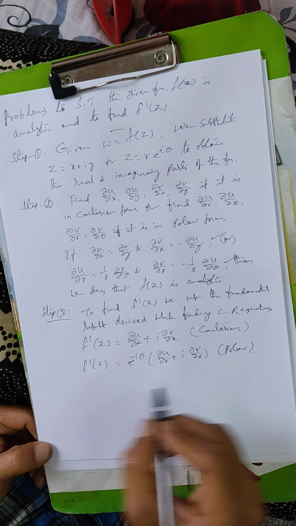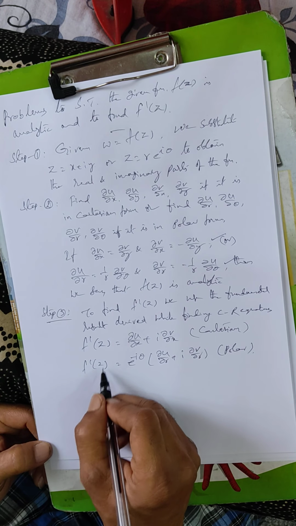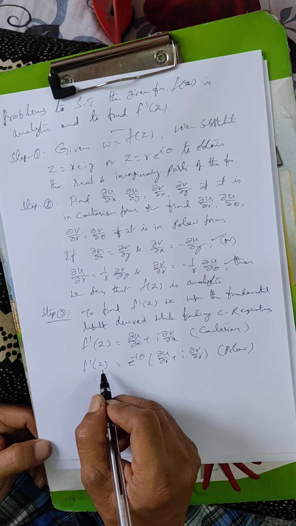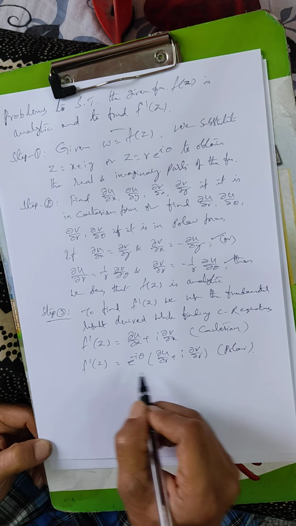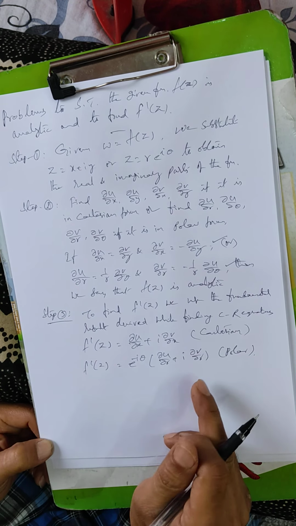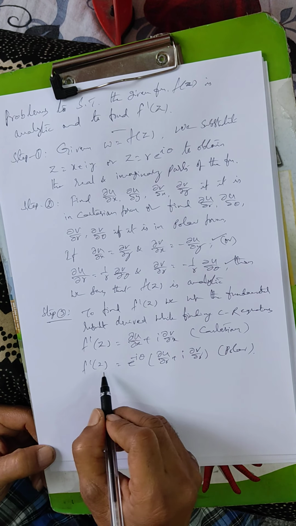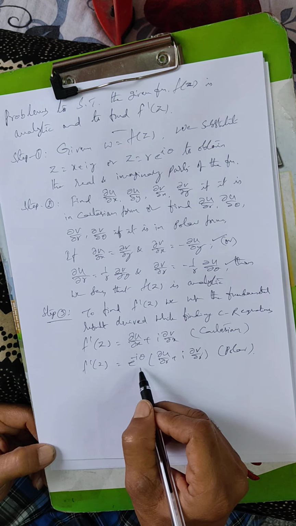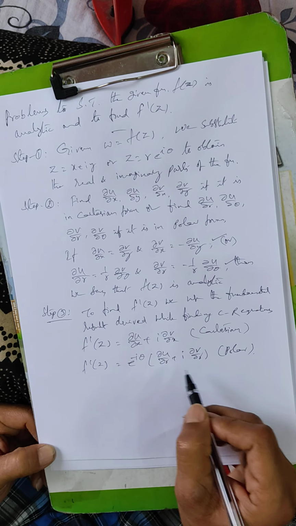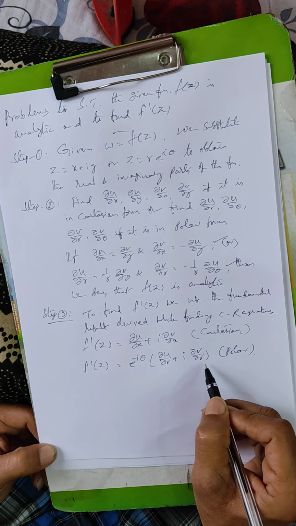Whereas for polar form, f dash of r e power iθ. There equation 2 was written with z as r e power iθ, into e power iθ equals ∂u/∂r plus i ∂v/∂r. So if you divide by e power iθ, you will get f dash of z equals e power minus iθ ∂u/∂r plus i ∂v/∂r.